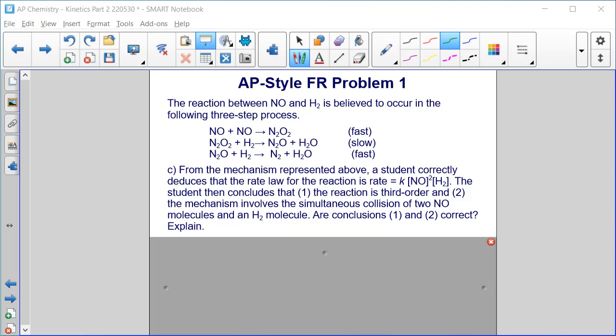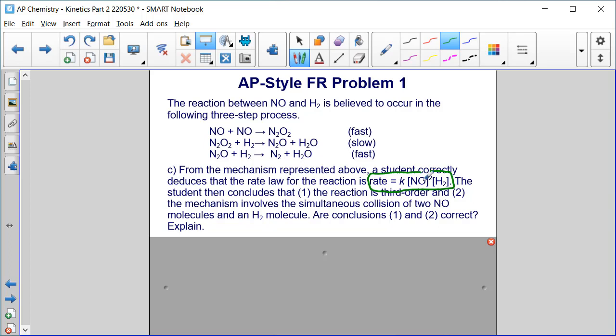Part C. From the mechanism represented above, a student correctly deduces that the rate law for the reaction is rate equals K times concentration of NO squared times concentration of H2. The student then concludes that 1, the reaction is third order, and 2, the mechanism involves the simultaneous collision of 2 NO molecules and 1 H2 molecule. Are conclusions 1 and 2 correct? Explain. So conclusion 1, that the reaction is third order.